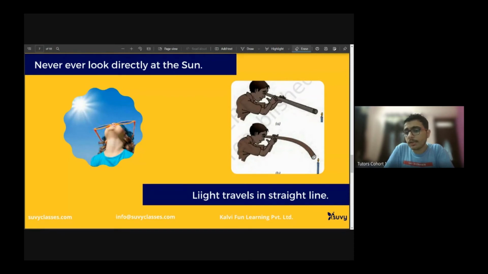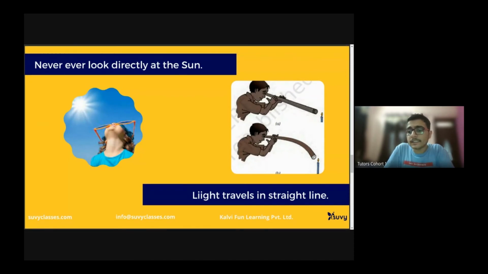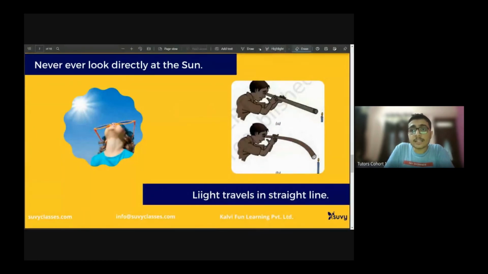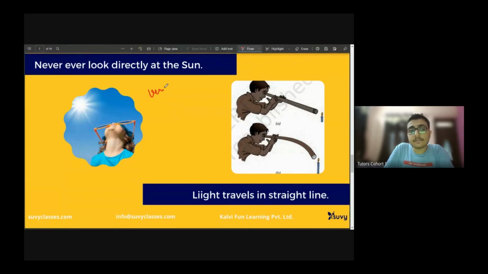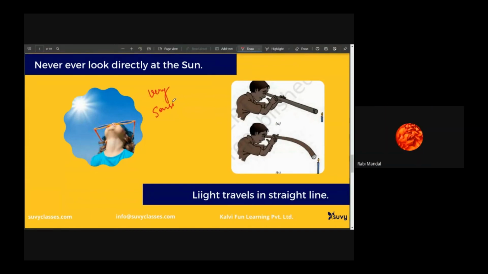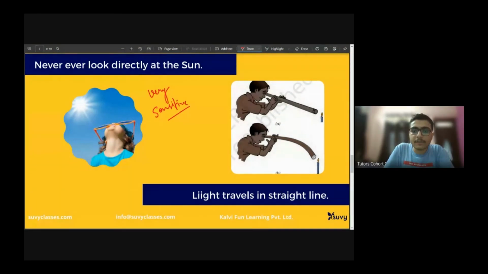Okay, so I'll continue. We should never look at the sun directly, children, because it is hazardous. It is unsafe to look at the sun directly because our eyes are very sensitive. You have to use sunglasses. Yes, you are right, we should use sunglasses.